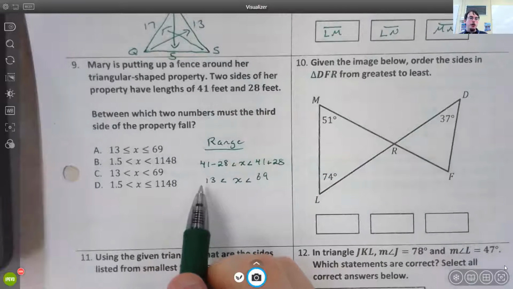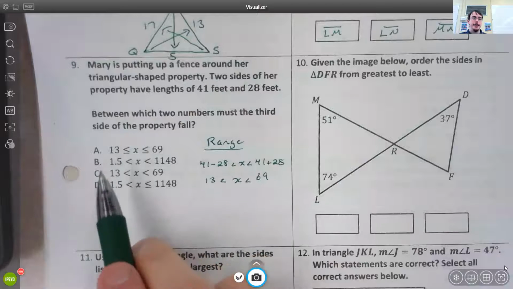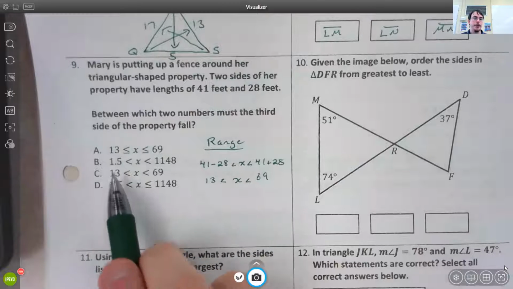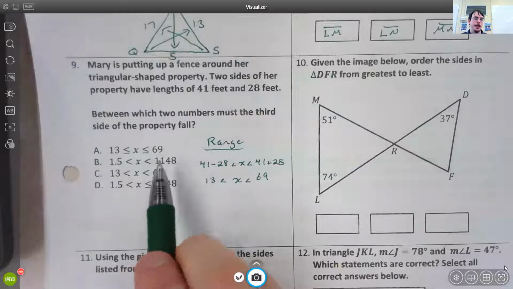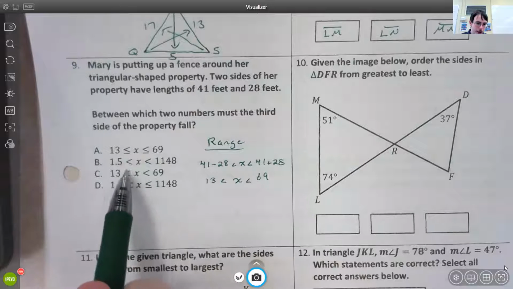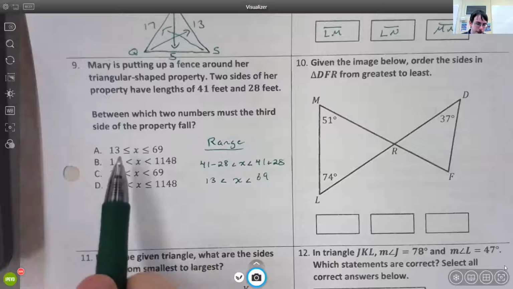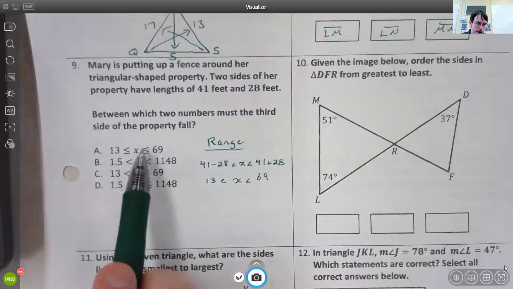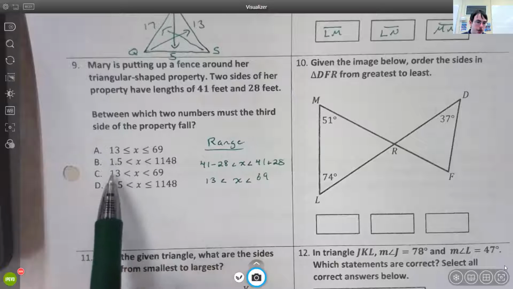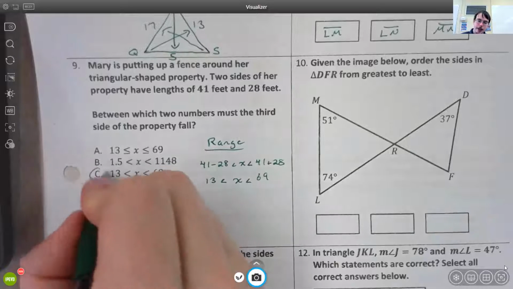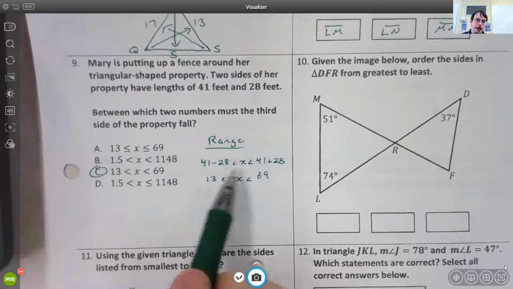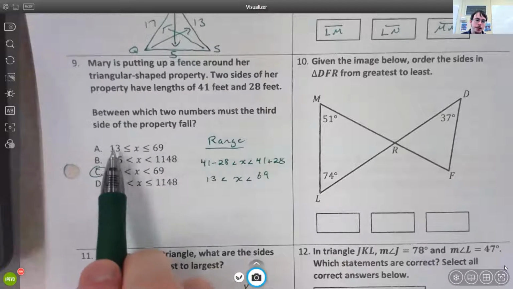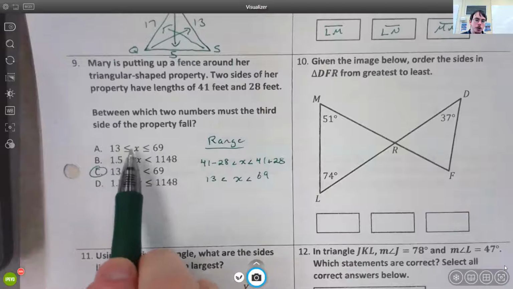Now, I want you to notice something here. A and C have the exact same numbers in them, but there's a key difference here. The key difference is that one of them has no equal to underneath the inequality and one does. Only pick the one that has just less than, not equal to, okay? That's how it is. Remember, these values on the edge cannot be equal to X.